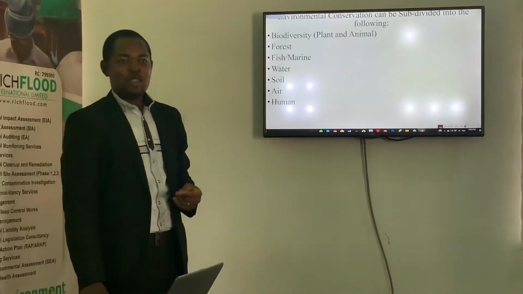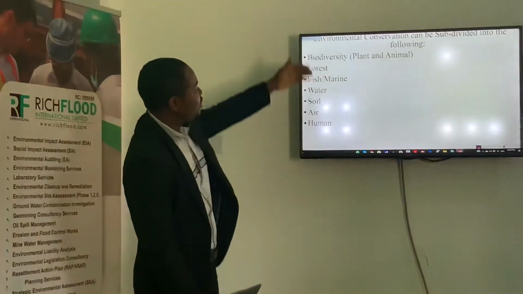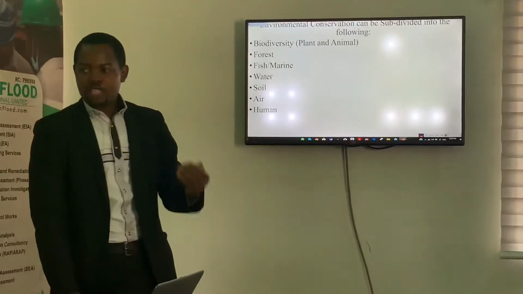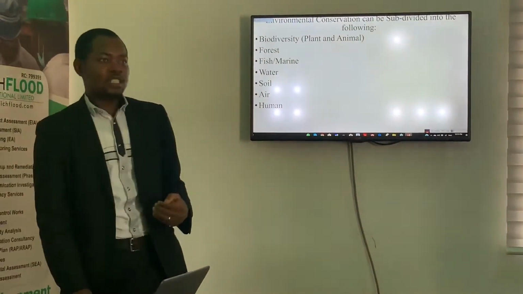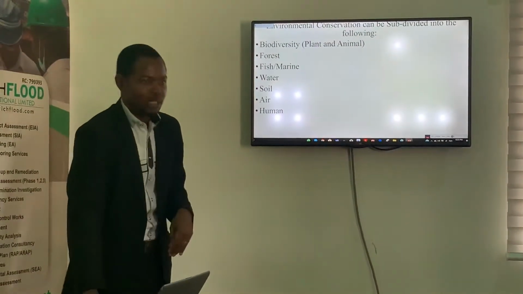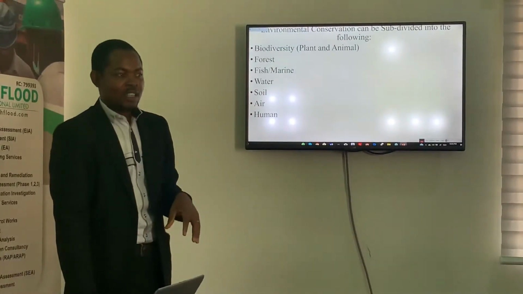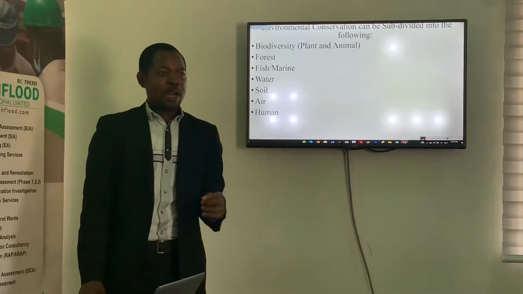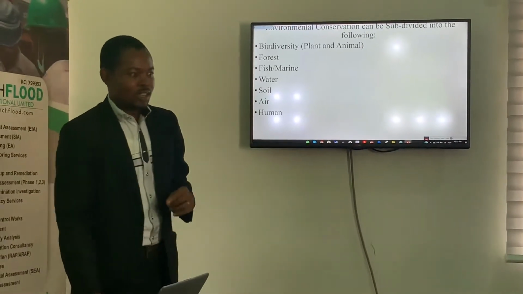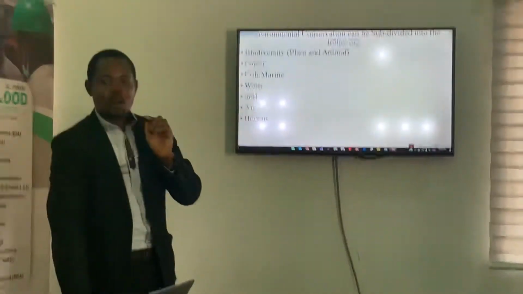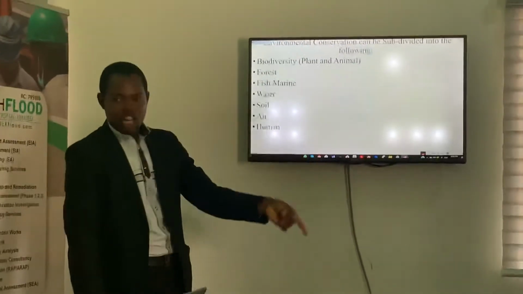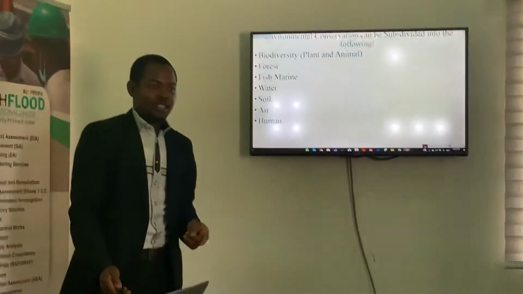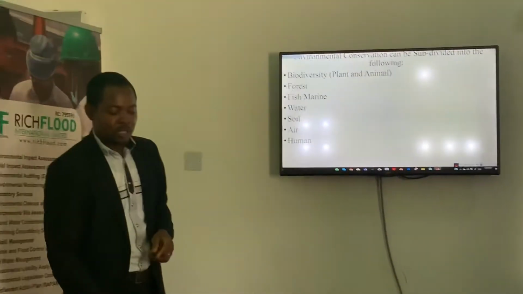We need to conserve the human too. So if we are to conserve all this and leave this out, then it's not complete. Because the human being, man, is also one of the greatest components of the environment. And I think when the creation of the world came, man was created last, because every other thing that was created, man was made to dominate, to take charge. So that's why man itself must be conserved.